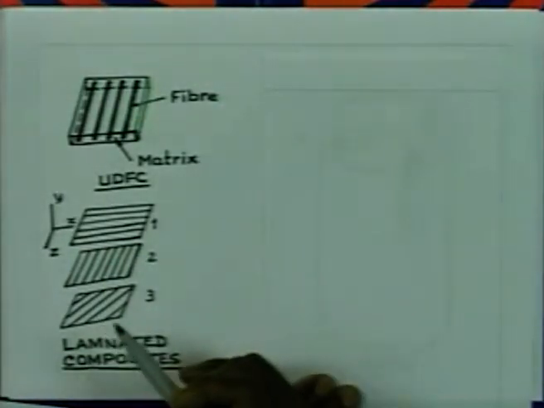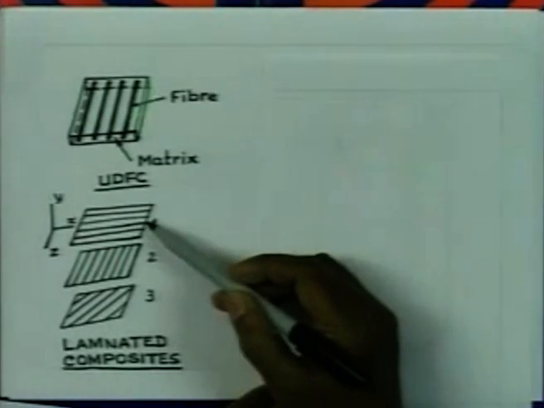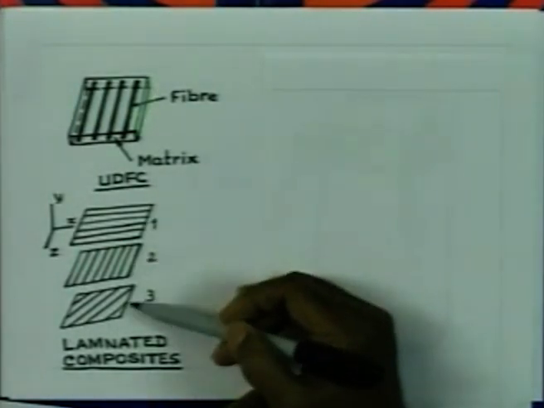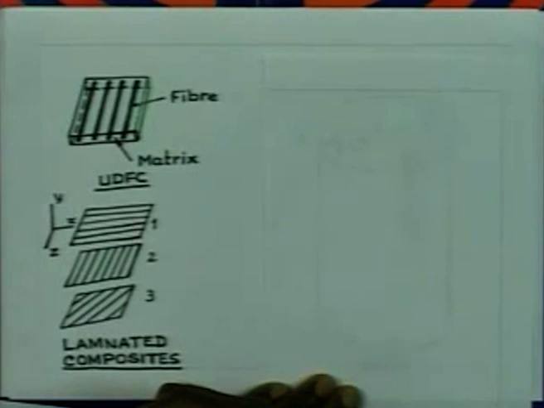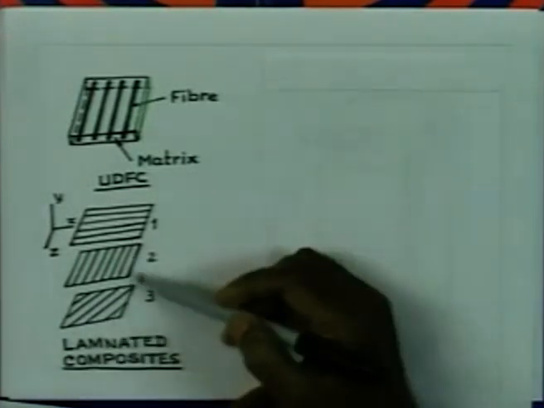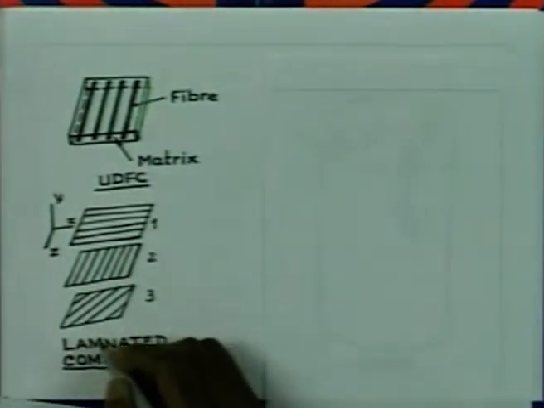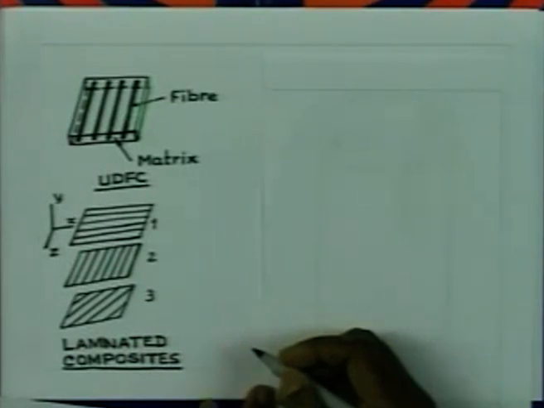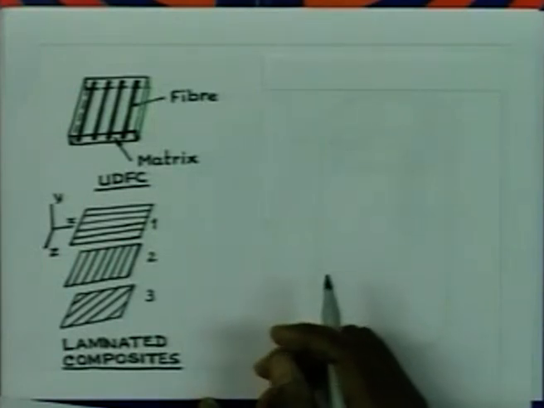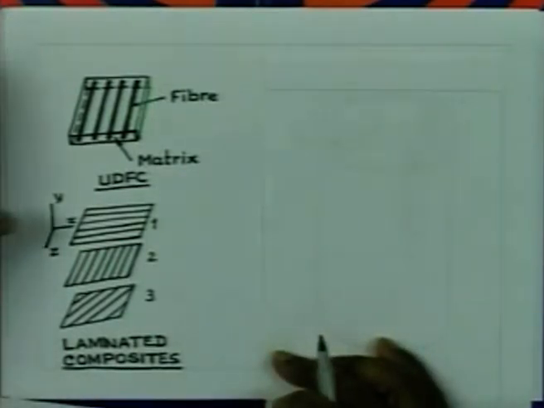Now, think of a situation where we have unidirectional fiber composites in different layers of material, and we put one over the other and make a combination. That is going to give us what is known as laminated composites. So, you can understand now how laminated composites are made. They are really constituted of orthotropic layers put one over the other.